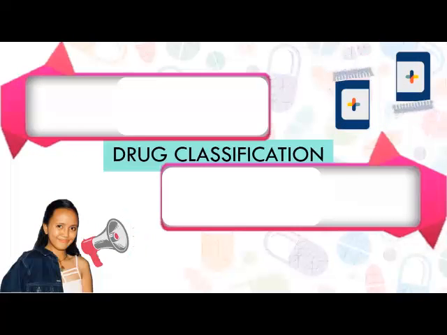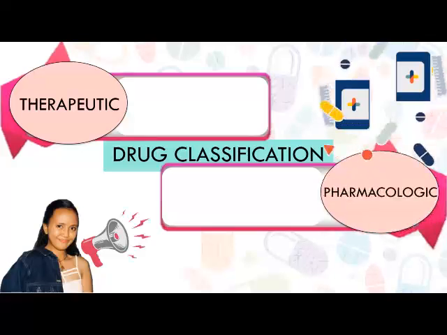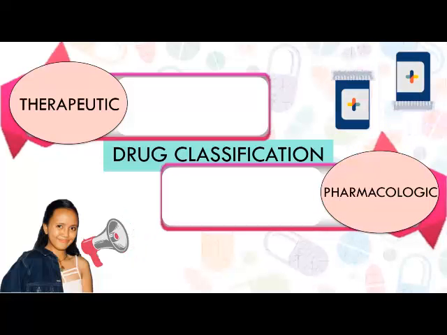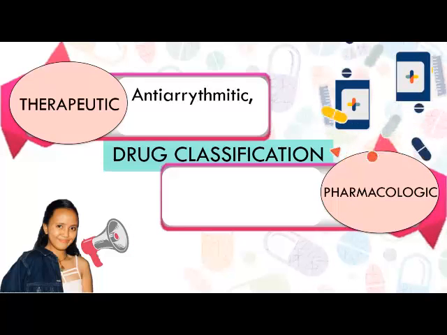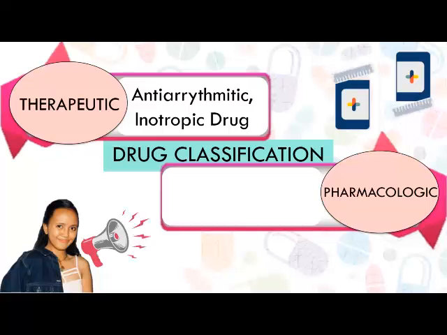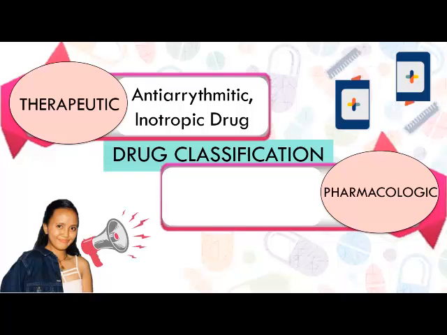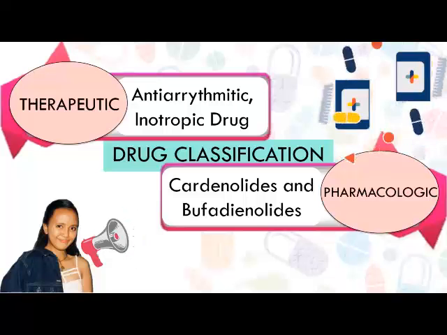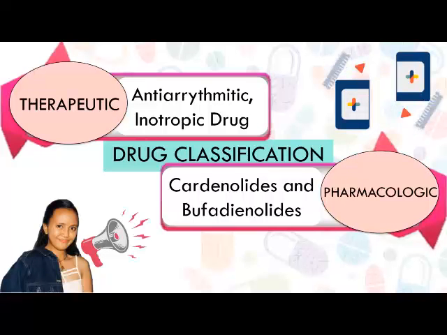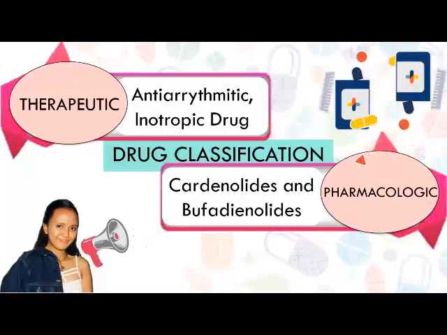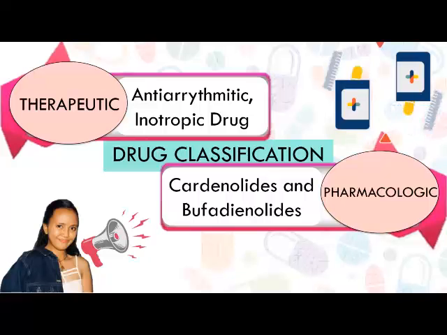We are classified according to our therapeutic and pharmacologic effect. Therapeutically, we are classified as an antiarrhythmic or an inotropic drug. We are also classified pharmacologically by our aglycons, which can be divided into two chemical groups, the cardenolides and the bufadienolides, with the former group being the most implicated in cardioactivity.